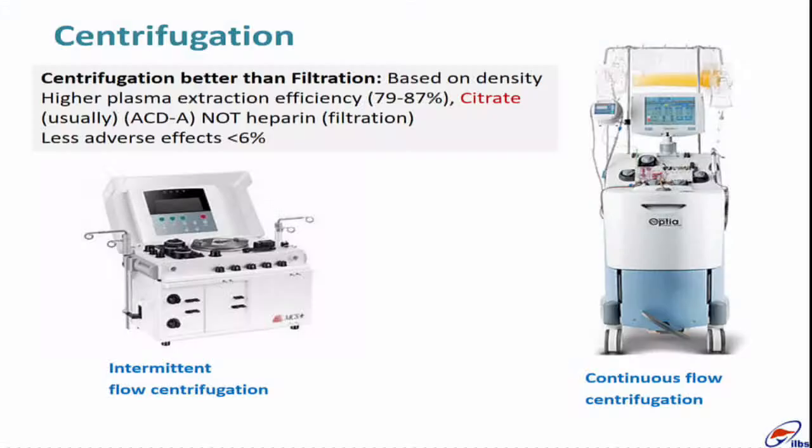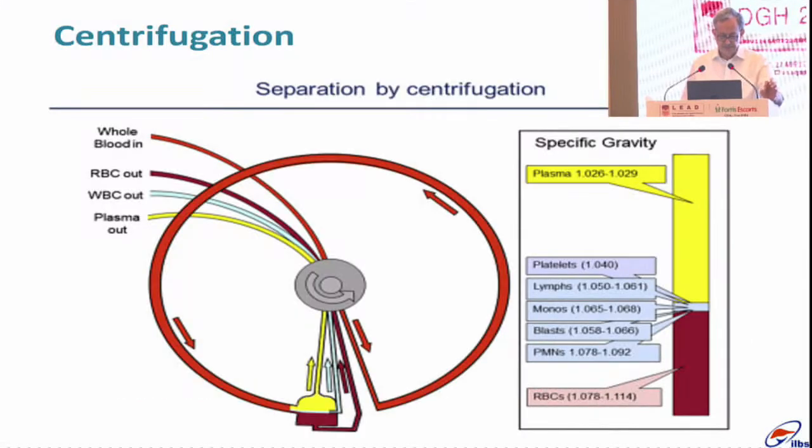Two methods. One is by filtration, but you use heparin. The other is centrifugation, which is better. It is based on density. There are two methods, one is intermittent, one is continuous, which is better. So what is the principle?